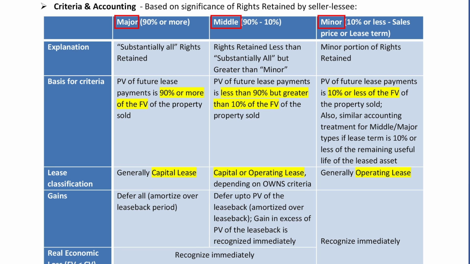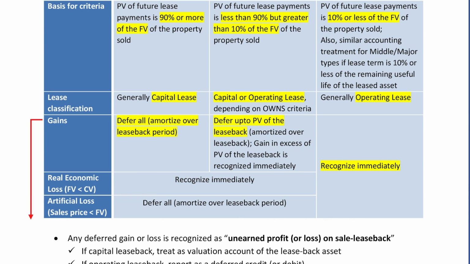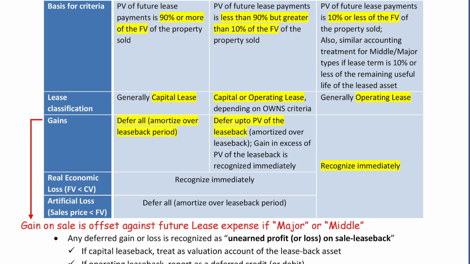Now the question is, what do you do if you have a gain on the sale? So the seller lessee, if he has a gain on the sale and it's a major sale lease back, he would, highlight, defer all gains, which would be amortized over the lease back period. But if it's a middle sale lease back, the seller lessee would, highlight, defer the gains up to the present value of the lease back. However, if it's a minor sale lease back, then the gain would be recognized immediately. Highlight that. Now from gains, I want you to draw an arrow down and write: gain on sale is offset against future lease expense if major or middle.